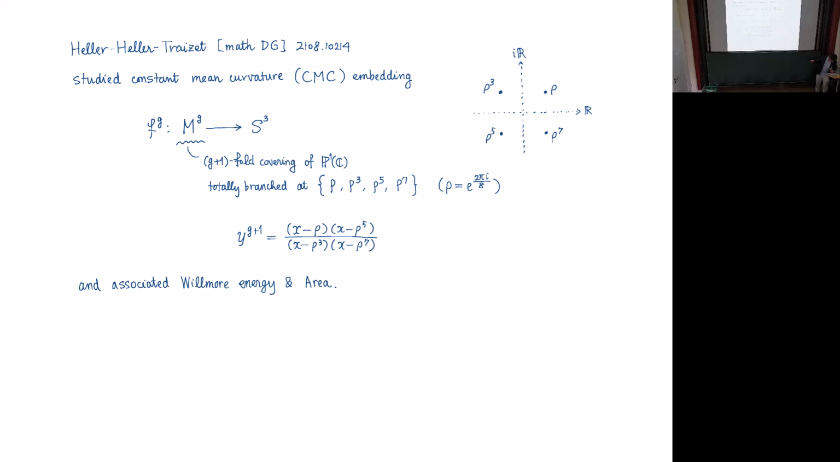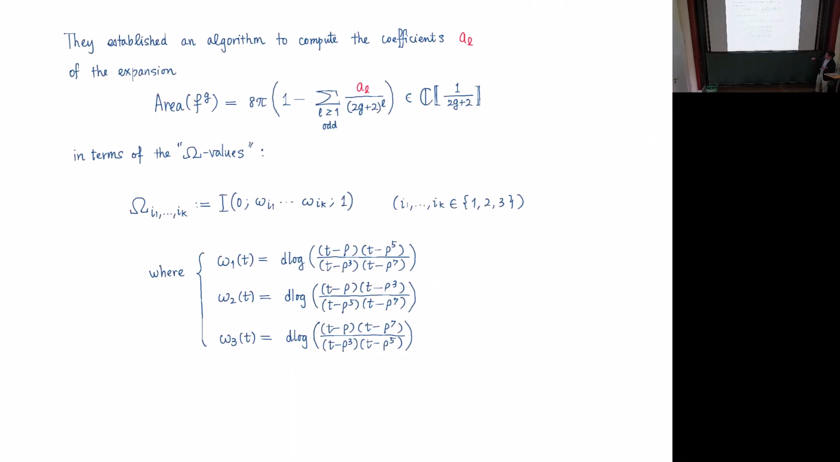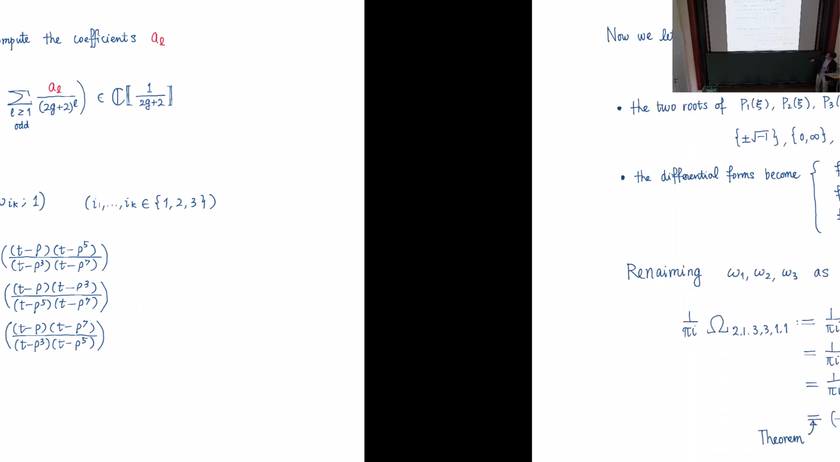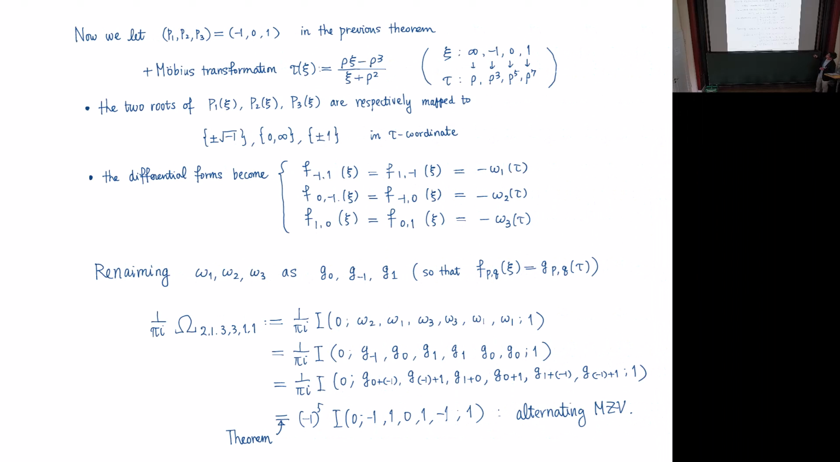In this case you have four poles: rho cubed, rho to the 5, rho to the 7, and also infinity, aside from P1, P2, P3. If we apply a Möbius transformation, it may match this picture, and it did. By this Möbius transformation, infinity, negative 1, 0, 1 go exactly to rho cubed, rho to the 5, rho to the 7, and the roots of the quadratic polynomials also map to something simple: plus minus i, 0, infinity.